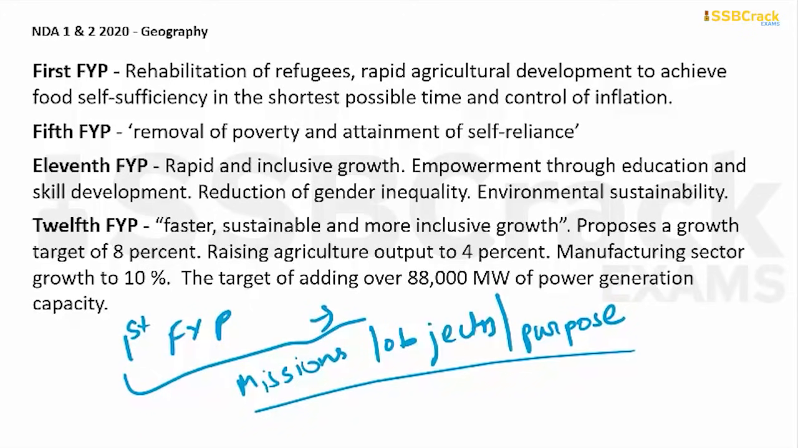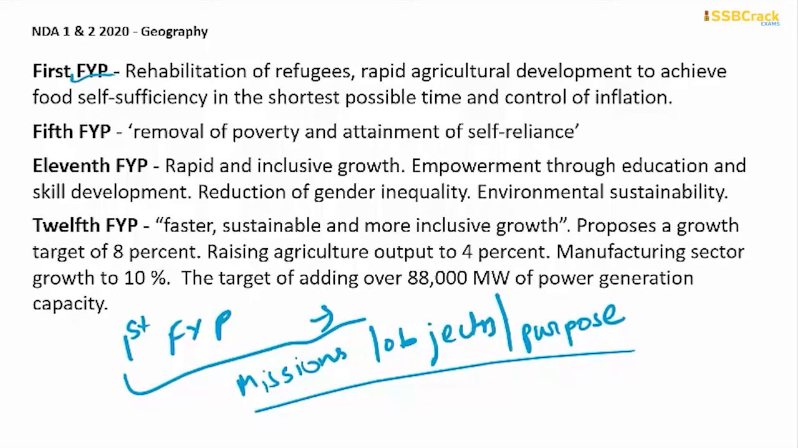You must be very thorough with all this data as far as 5-year plans are concerned. And in the NDA examination, this topic, especially the 5-year plan, is very important. The 5-year plan, the planning commission and its components, all that is very important. Now let me tell you what the first 5-year plan was. I'll be telling you the objectives of each of these so that you get a clear picture of what this question was all about.